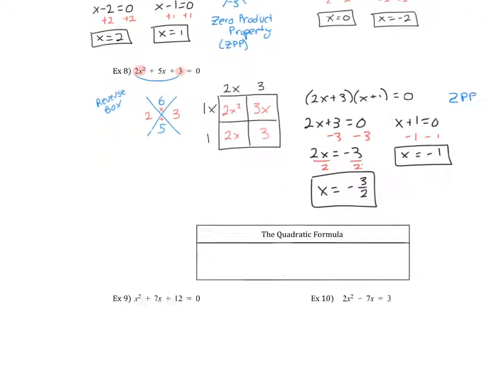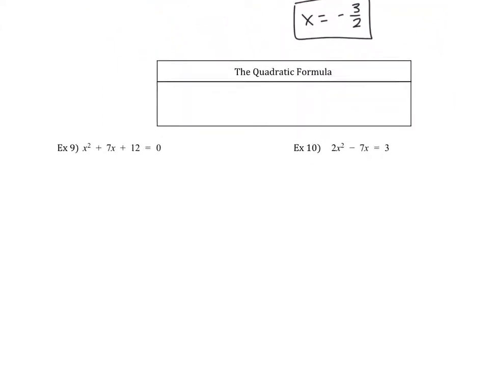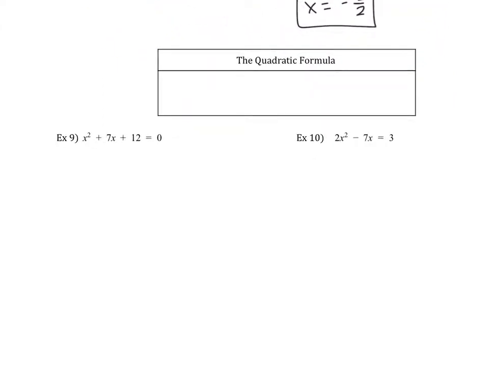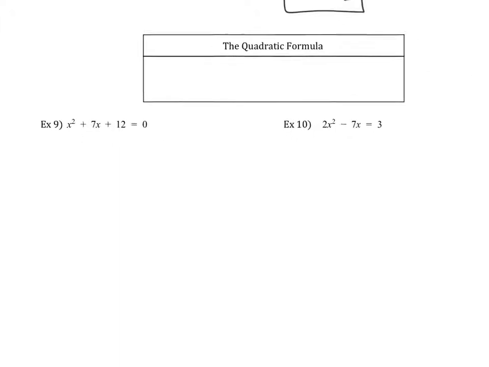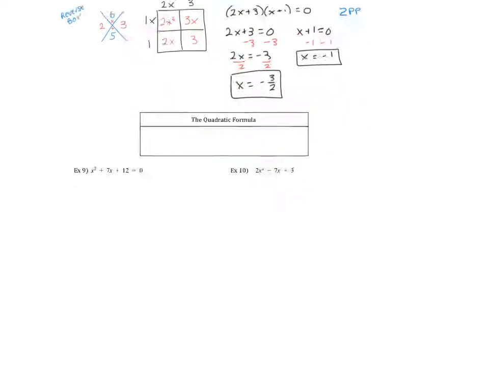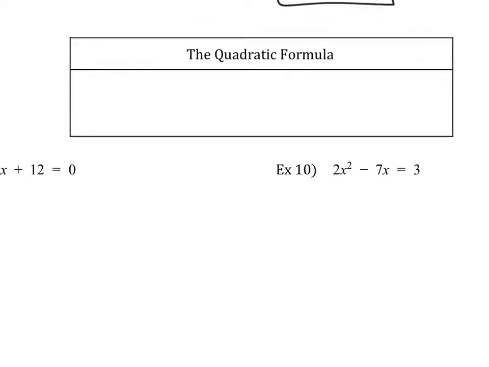Okay, the last thing we're going to talk about today is the quadratic formula. So this is going to be a really useful way to solve quadratic equations because it always works. As you noticed above, factoring is not always going to work, or different methods might work sometimes but not others, but the quadratic formula will always work. So hopefully this is something you remember from Algebra 1.